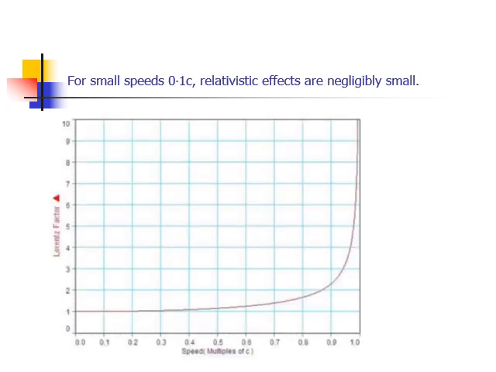So if we look at this particular graph here, this is of the Lorentz factor. This is the ratio of the square root of 1 minus v squared over c squared, and how it deviates.